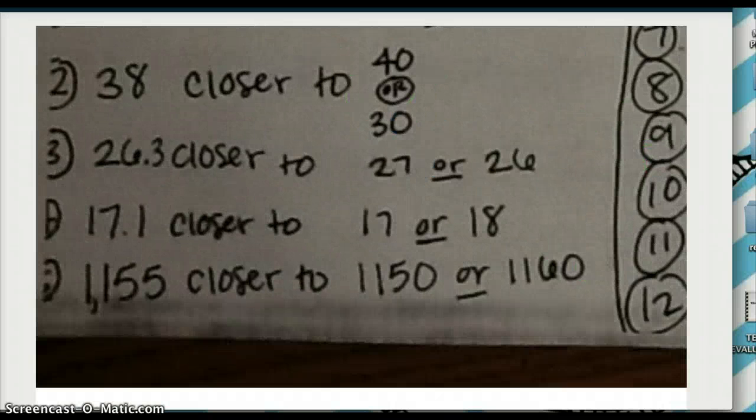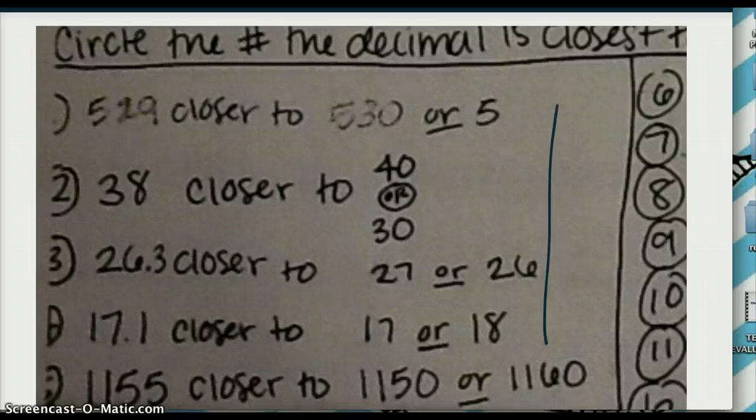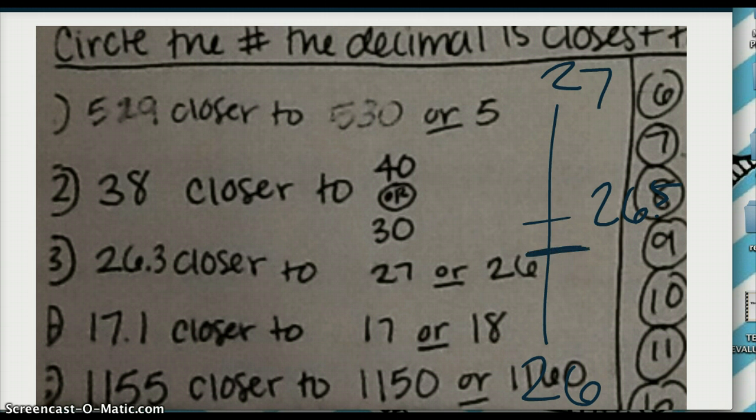Alright, last one I'm going to do. 26 3/10. Is that closer to 27 or closer to 26? So again, I'm going to draw a number line. 27, 26. Midpoint would be 26.5, which would be 26 5/10. Where's 26 3/10? That would be right about here. Is that below the line or above the line? Remember, if it's below the line, it goes to the bottom number. If it is on the line or above, it goes to the top. This is closer to 26. So I just want you to circle those answers.